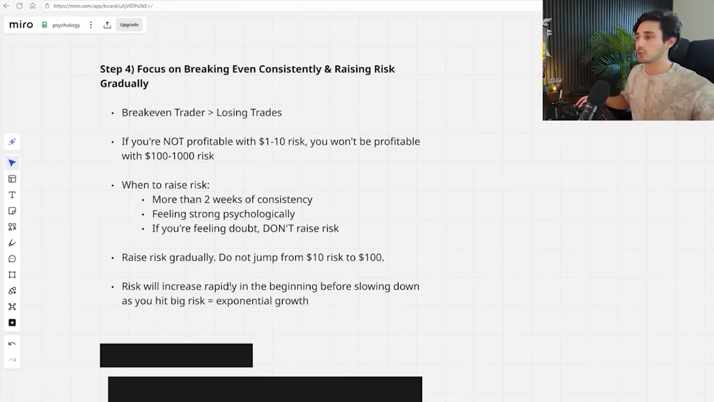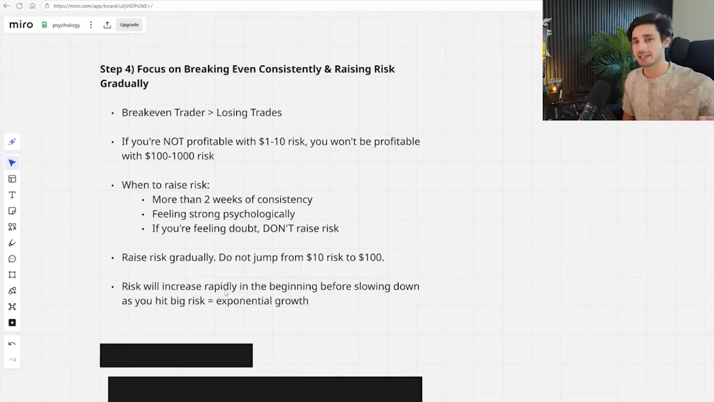And in the beginning, your risk is actually going to increase rapidly and pretty quickly, where I've seen a lot of traders go from, let's say, $10 risk to $100 or even $200 risk per trade rather quickly within a few months. But as you raise your risk more and more, that rate of increase is going to slow down, where you might go from $10 to $100 risk pretty quick, but then it's going to take more time going from 100 to 300 or 300 to 500, etc.